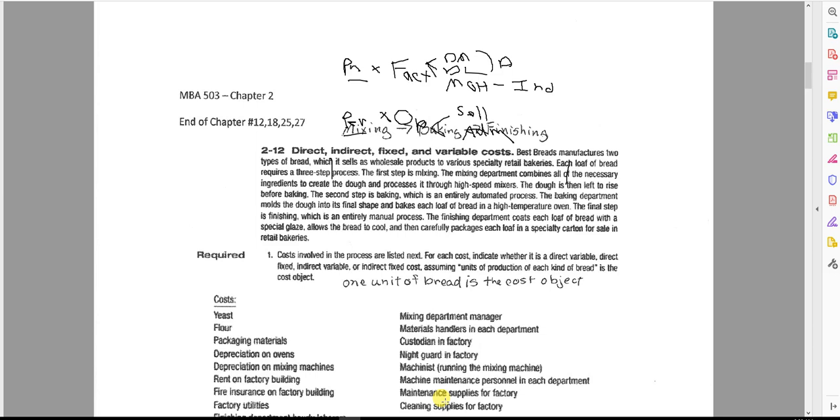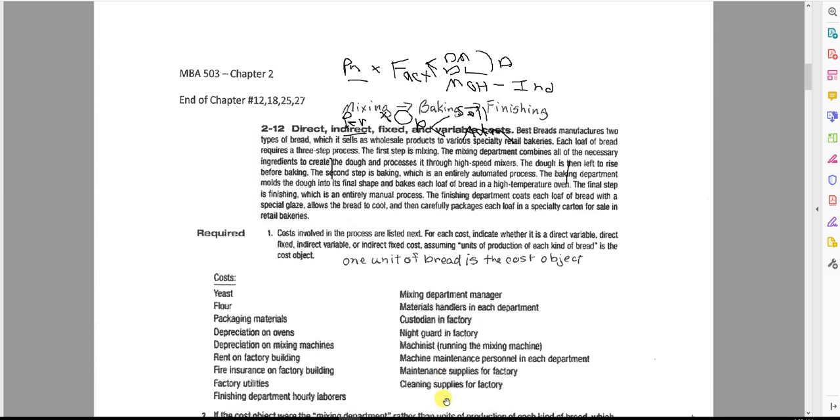Cleaning supplies for the factory. Again, it's in the factory, so it's manufacturing overhead, so it's indirect. The question is, is it variable or fixed? That depends on what they clean. If the more bread I make, the more I have to clean, then it's variable. If you simply clean the same amount every night, then it's fixed.